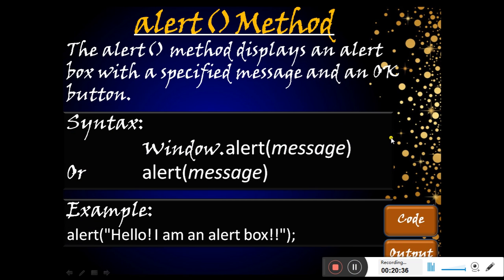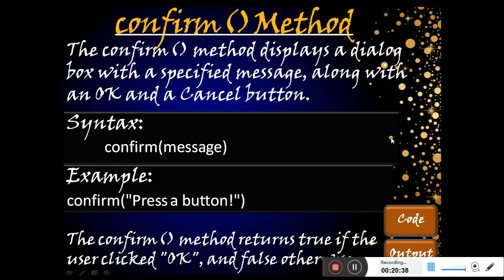Now we will move to the next slide, that is the confirm method. The confirm method displays a dialog box with a specified message along with OK and cancel buttons. These are two buttons. In the alert box there is only one button, that is the OK button, along with the message. Here you will get two buttons, OK and cancel.